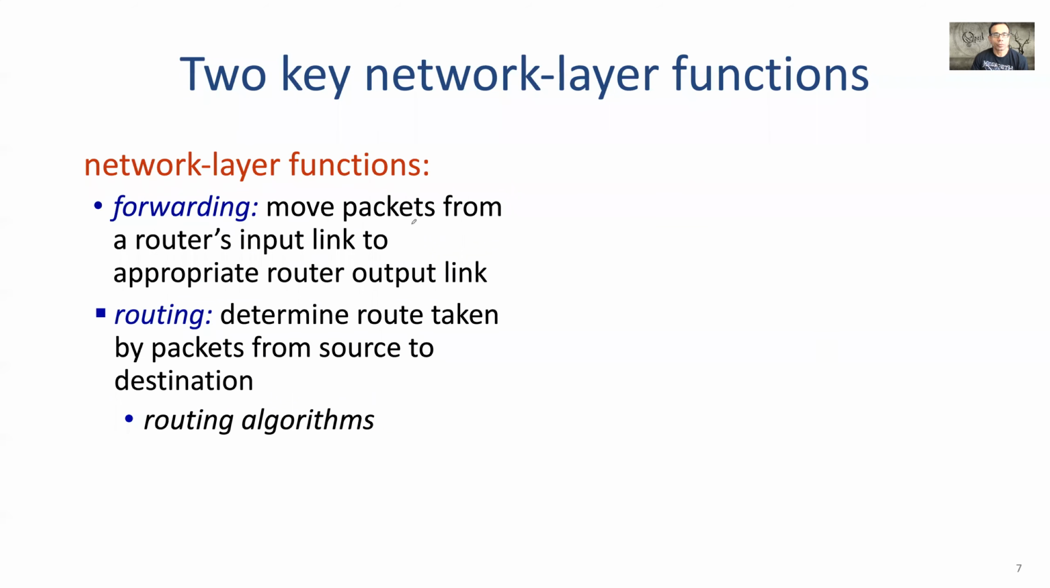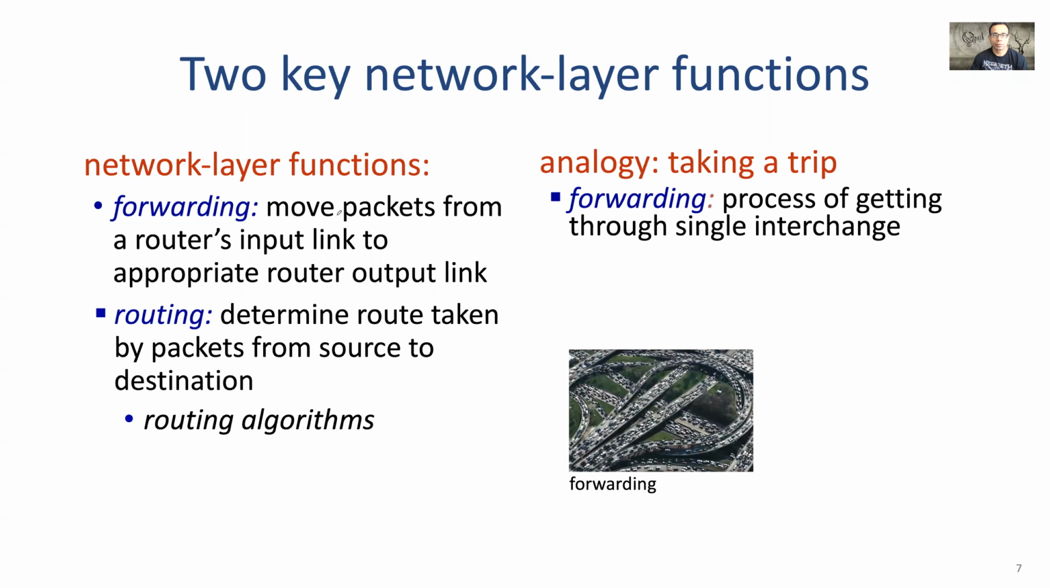Okay, so forwarding is the process of moving a packet from one link to another. However, there's another function called routing, which actually determines the actual route. So forwarding is a local action that's taken at one router when a packet arrives. But the question is, how does the router know where to send the packet? What is appropriate, essentially? What do we mean by the correct outgoing link? This is actually determined by the routing algorithms.